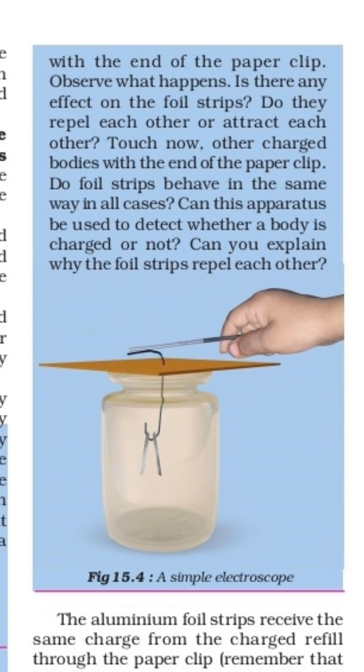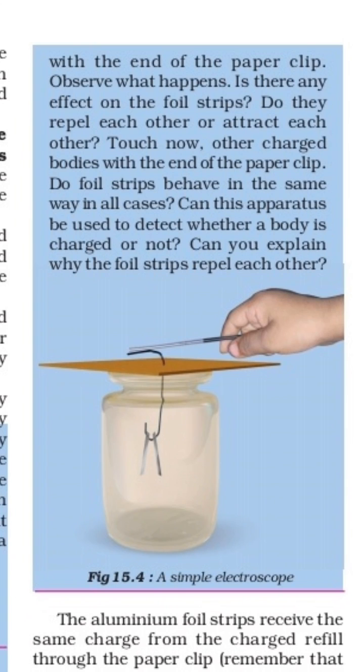Before giving charge, the strips are close to each other. When we touch the charged refill to the paper clip, the charge is transferred from that metal material to the aluminum foil, and they repel each other.